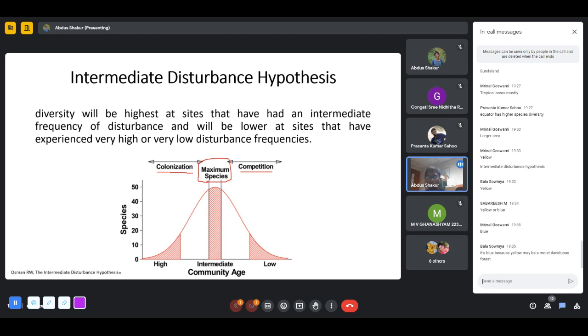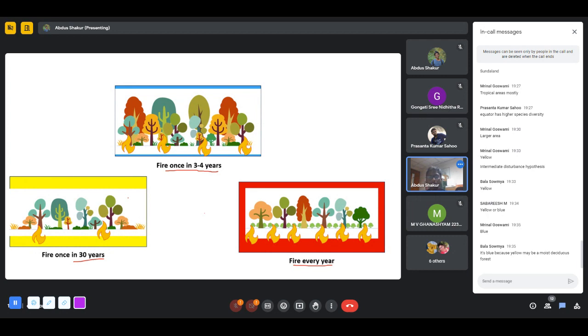If you go back to the same example, let's say a site with fire once in 30 years. You can say that the forest has reached the climax stage in the successional history, or there's one species that is dominant. It competes with all the other species that are growing, and then you have very few species sustaining there. But if the fire happens every year, whatever plants are growing from seeds burn up every year, and then you might not have a lot of species.